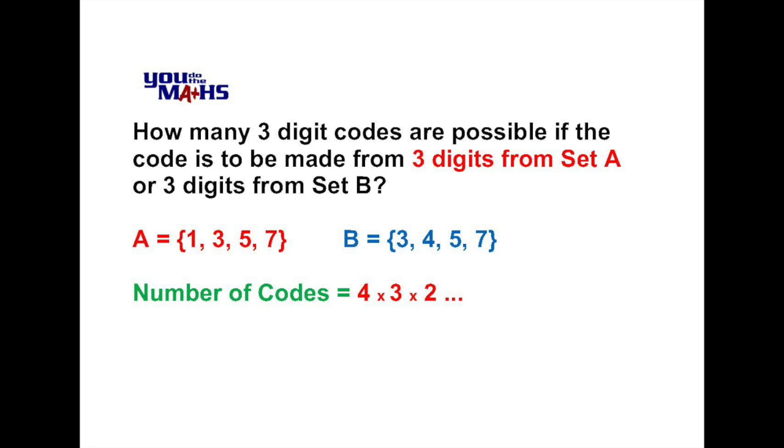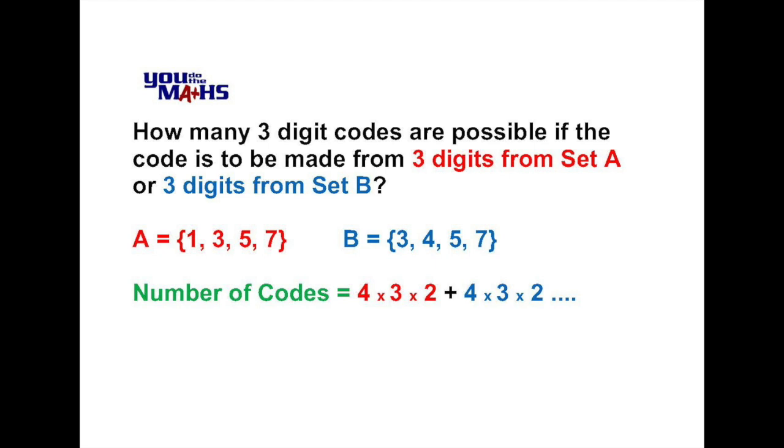So from A we can see that in the first instance there will be 4 digits for the first place. We've used up one of them, so it'll be 3 for the second place and 2 for the final place. Now what we do is perform an addition because we're looking at set A or set B. Now we can see from set B the same principle applies. There's 4 digits that can go into the first place, 3 into the second place, and 2 into the last place.